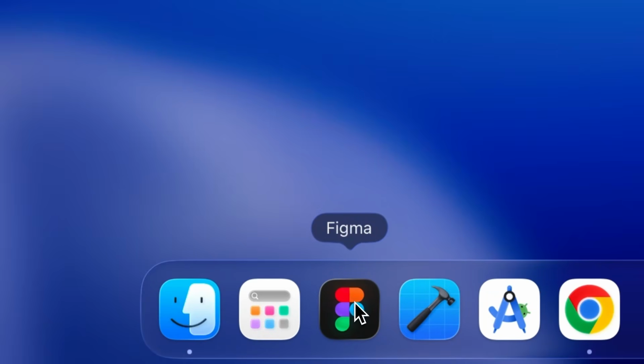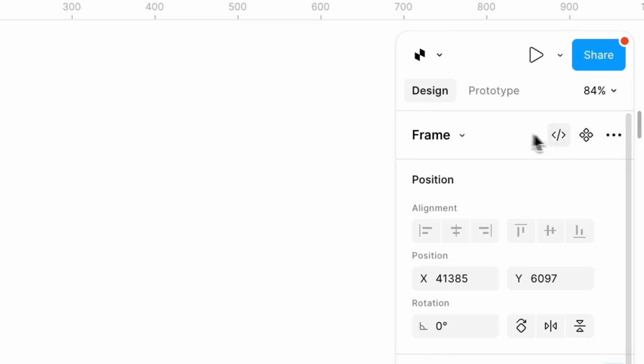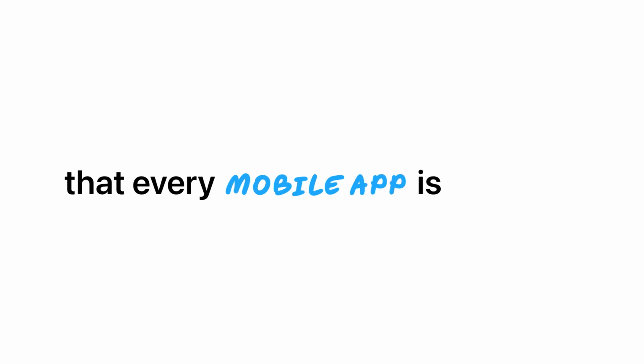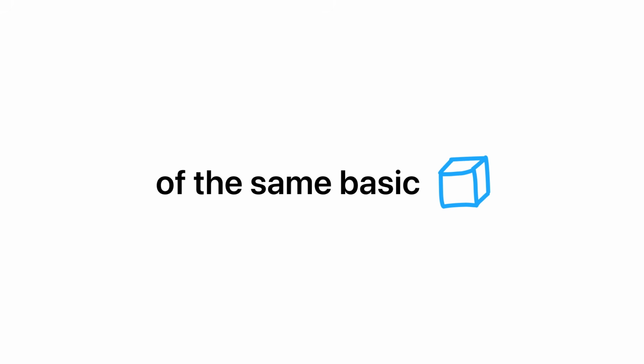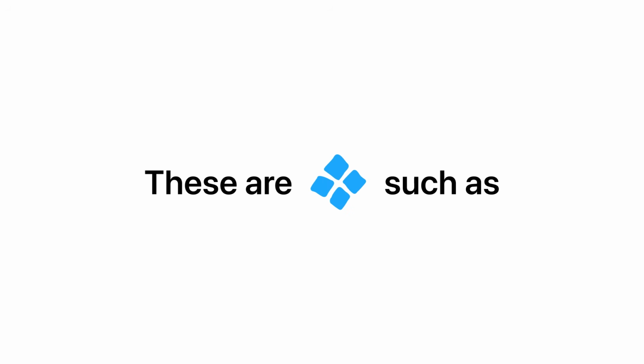Every design process begins with you opening Figma, creating initial frames, starting to create components, and beginning to visualize your idea in app screens. It's important to understand that every mobile app is made up of the same basic building blocks. These are components such as buttons, input fields, and navigation.